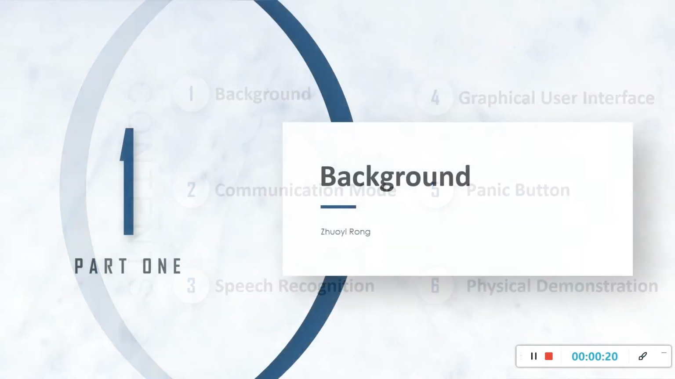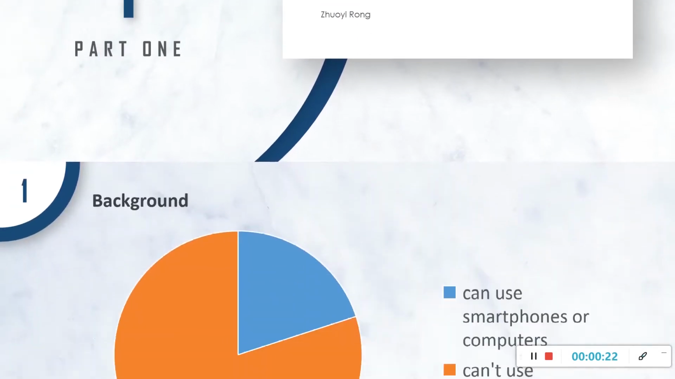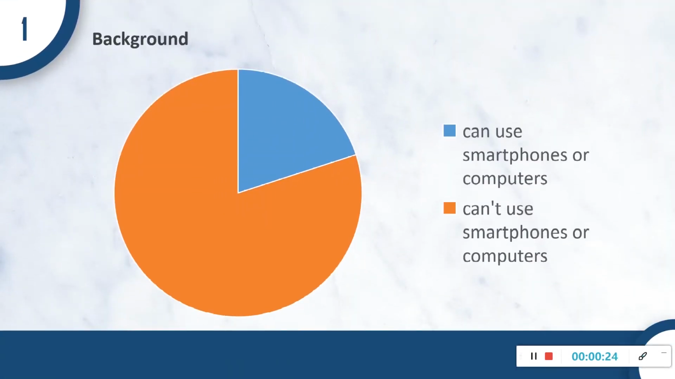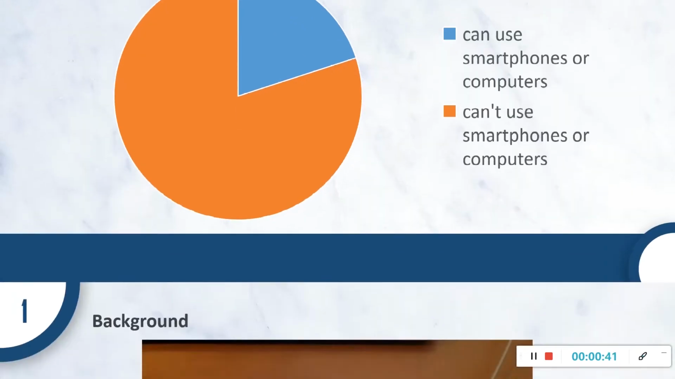So, how did we come up with this idea? We all know that more and more people communicate with each other by using smartphones and computers. However, there are still many elderly people who have difficulty operating a computer or smartphone. We felt that what these elderly people need is an easy-to-use communication device.